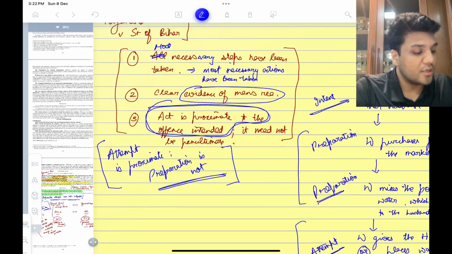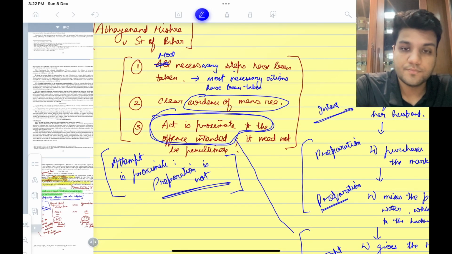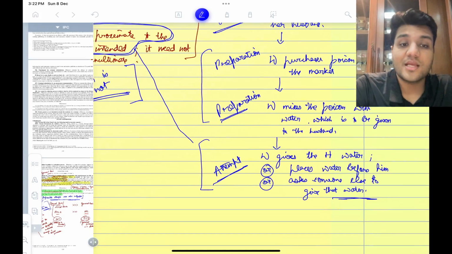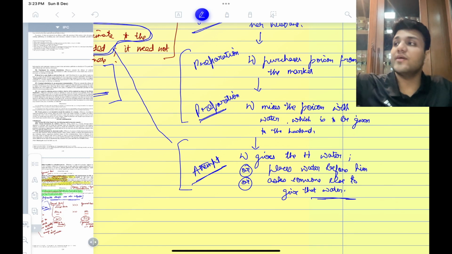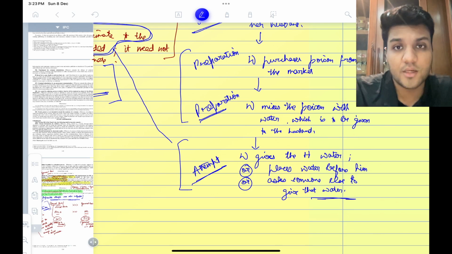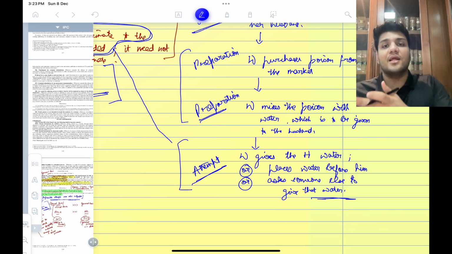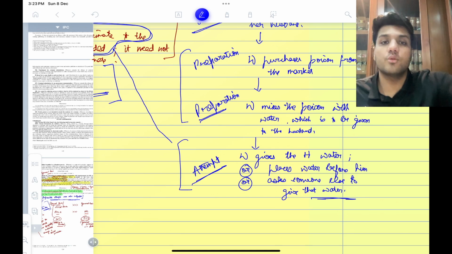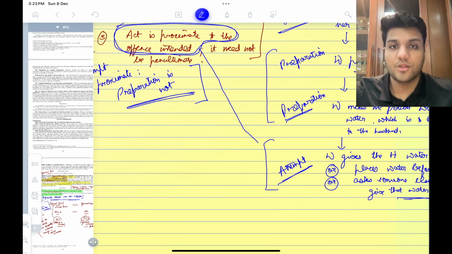So applying that here, it means that the act must be proximate to the offense intended, right? It need not be penultimate, because in this scenario, even if she gives the husband the water or she asks someone else to give the water to the husband, she can always go to that person and take the water back. So therefore it cannot be said to be penultimate, right? But it is proximate because it is likely in the course of events that the water will now be given to the husband. Therefore I hope that the proximity penultimate test distinction is clear in your head, right?